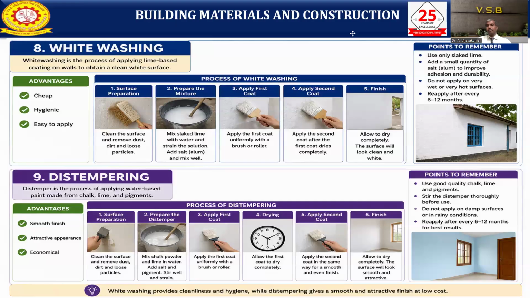Points you need to remember while doing the whitewashing. Use only slaked lime; the raw quicklime we should not use. Add a small quantity of alum to improve the adhesion of the material and the durability. Do not apply on very wet or very hot surfaces, it is not good for the structures. Reapply after every 6 to 12 months.